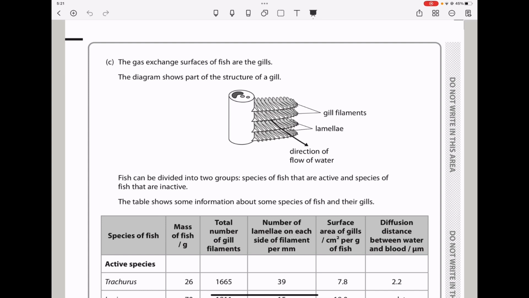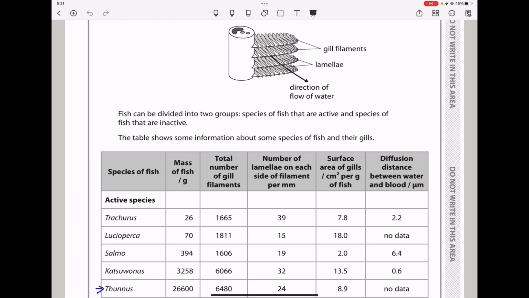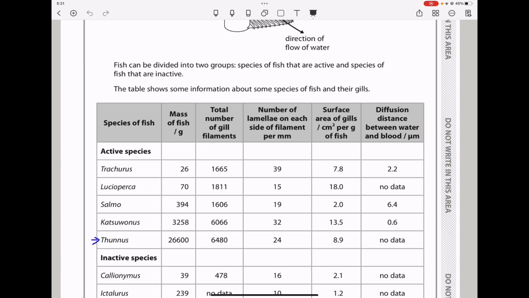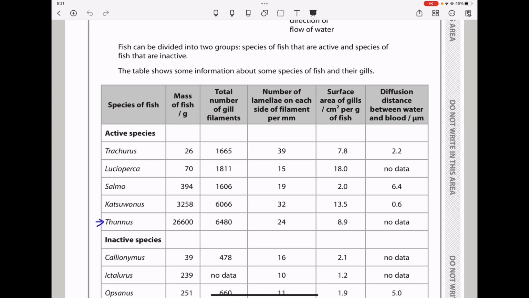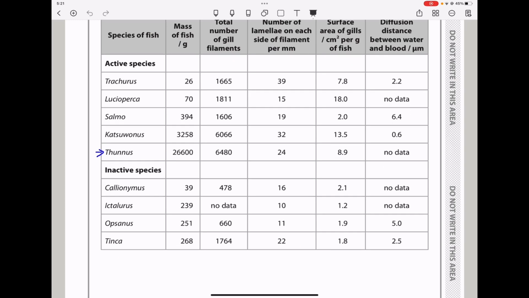The diagram shows part of the structure of a gill. So we can see this is the structure. Down here they say, fish can be divided into 2 groups, species of fish that are active and species of fish that are inactive. The table shows some information about some species of fish and their gills. So we can see a lot of information here that we are going to refer to in the next question.